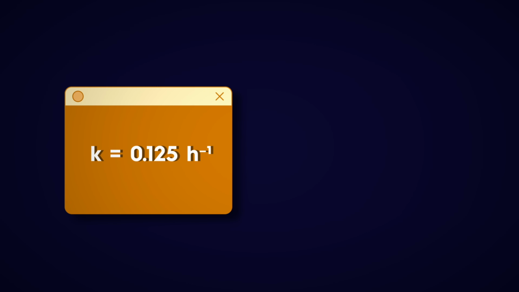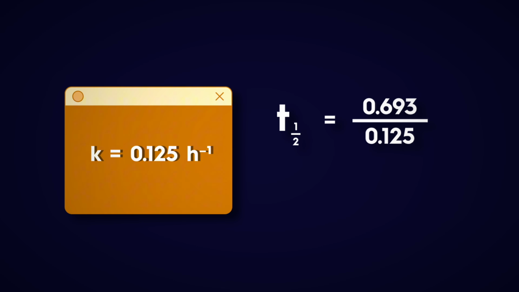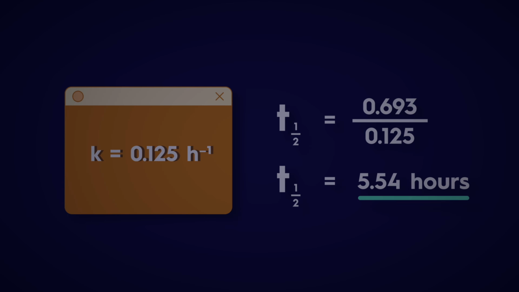Let's try one numeric example. If k equals 0.125 per hour, the half-life equals 0.693 divided by 0.125, which is about 5.5 hours.